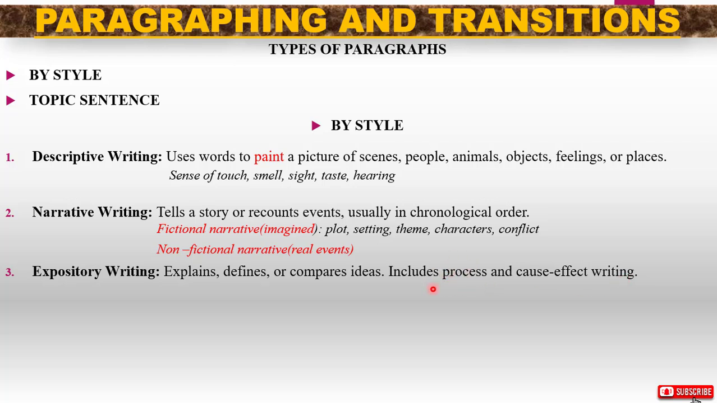So if you explain how something is done, then you are writing expository paragraph. For example, how to prepare my favorite food. Here, you are going to explain, you are going to define, you are going to show the process of preparing food. Therefore, it is an expository paragraph. How to look for a word in the dictionary.